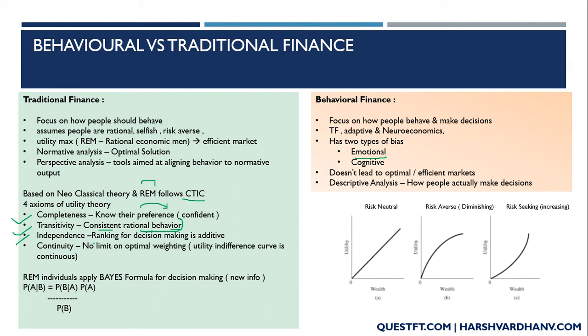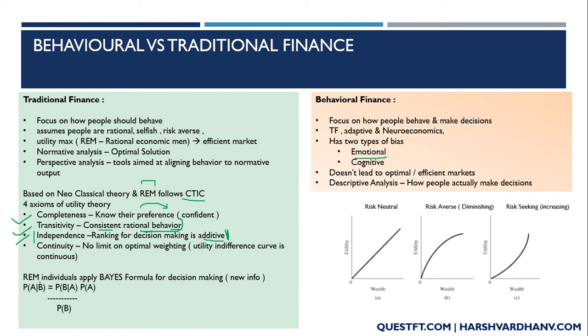The decisions are independence, that is, the ranking for decision making is additive. That means if you see in the example in the book, they have mentioned that if a is preferred over b, then any combination of a plus c will be greater than b plus c. So that way the decision making is additive. It doesn't really make sense in this chapter as such, because they have not explained it in a financial context. They have explained it more from a probability context, but you just need to remember it for the exam, that there are four axioms, which is CTIC.